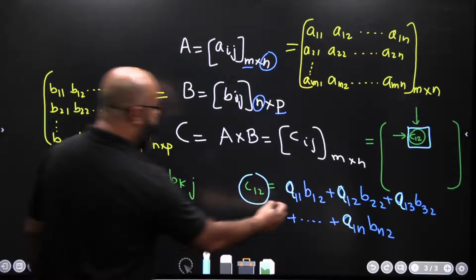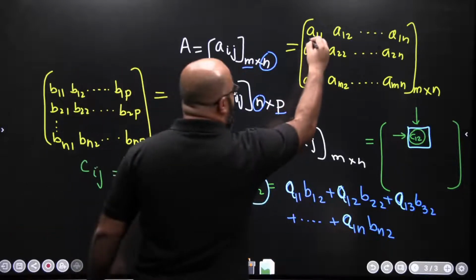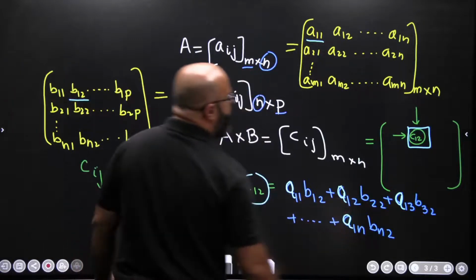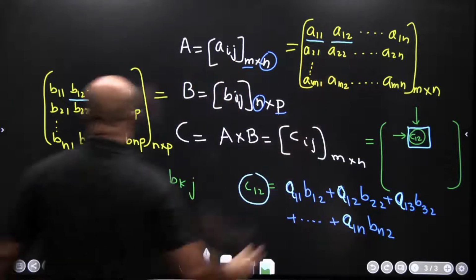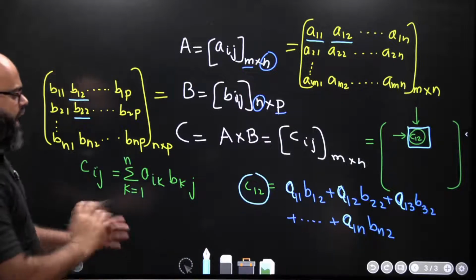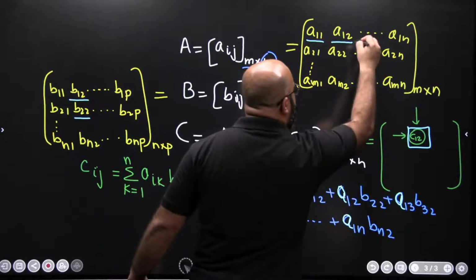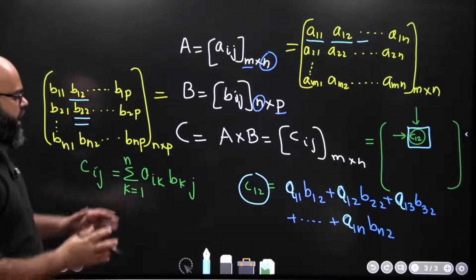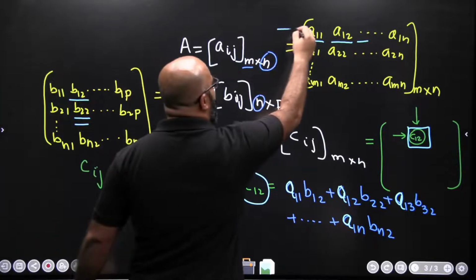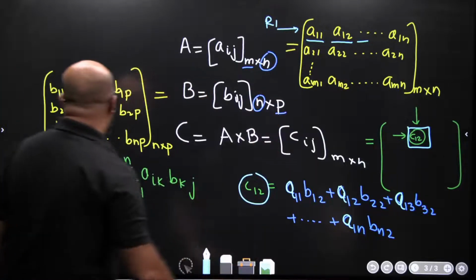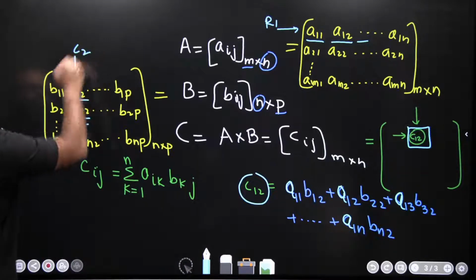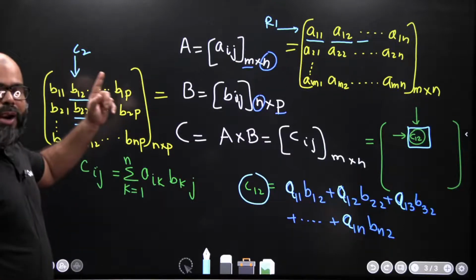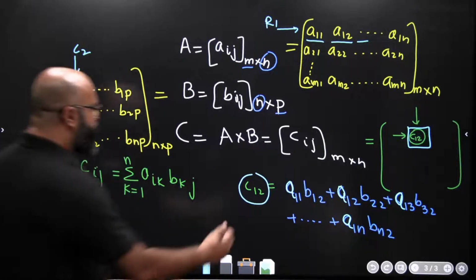So if we talk about A11, B12, A11 is multiplied with B12, right? Then A12 is multiplied with B22. Can you see what is happening here? Now A13, this third element, is multiplied with B32 below this. So there is a row here which is the first row, and there is a column here which is the second column. So the first row of the first matrix and the second column of the second matrix are actually getting multiplied here. This is what is happening here.